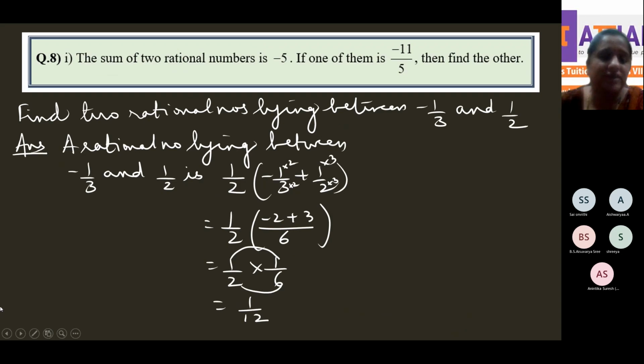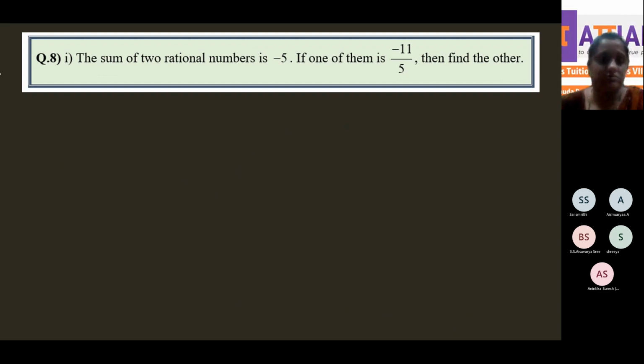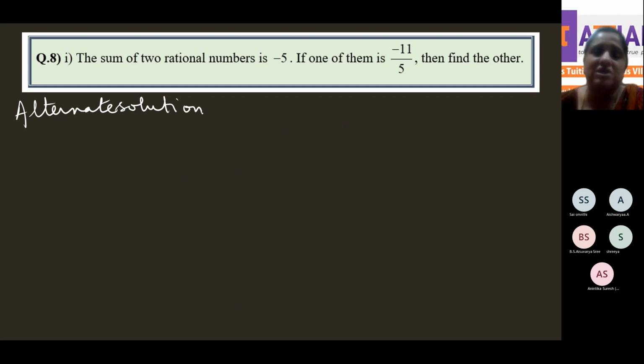Now we'll also do it using the first method. Let's call it the alternate solution. You need not get the same answer, because there are infinitely many rational numbers lying between two rationals. So in this alternate solution, it is not necessary that you should get the same two numbers.